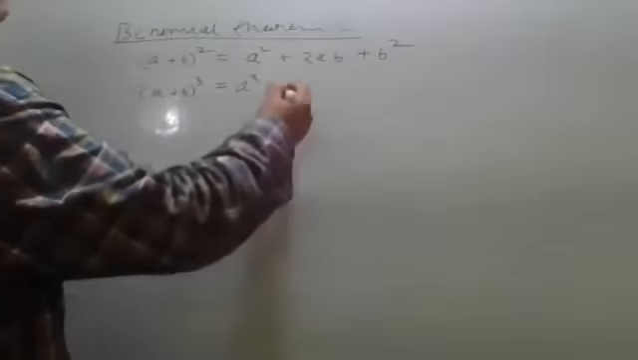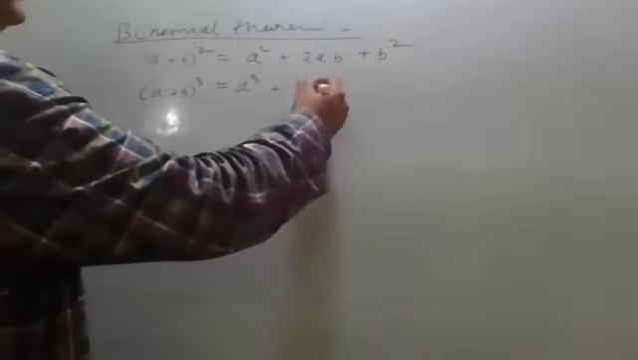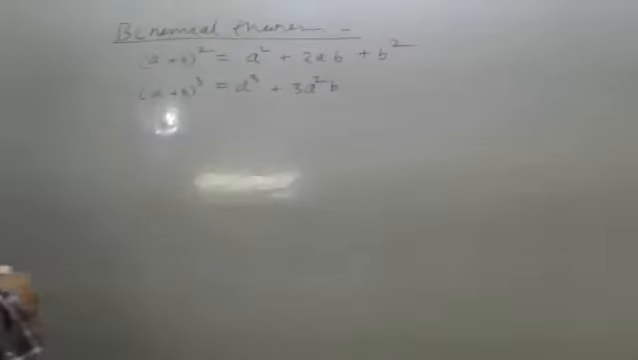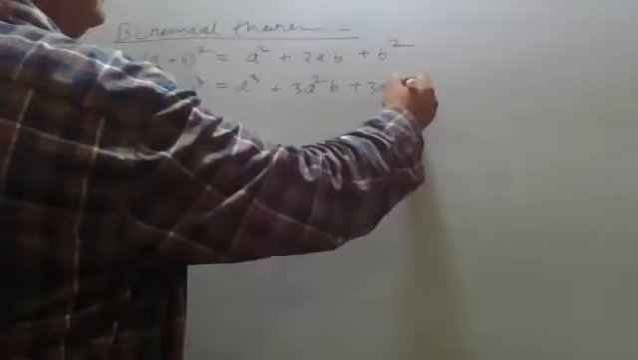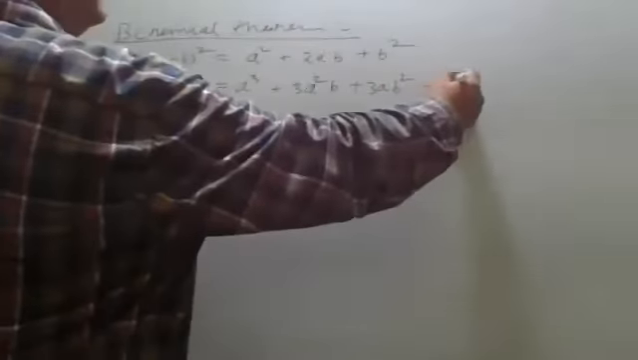It is a³ plus what? 3, with the power of a decreasing by 1: 3a²b + 3ab² + b³. Is that clear to you? Similarly, we can expand others also.